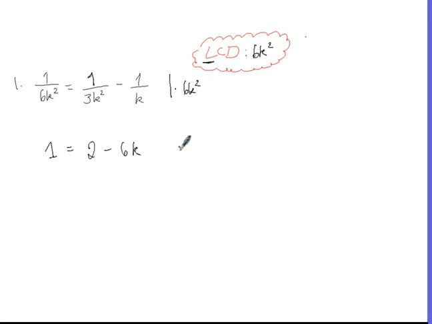And now I can solve this equation. Subtract 2 on both sides, get -1 equals to -6k, and divide by -6, and I get k equals 1/6. The second page from your handout is the answers, so make sure you always check your answers. Is this correct? It is. Fine, everything's good. Okay, let's stop the video now so that you can take note.